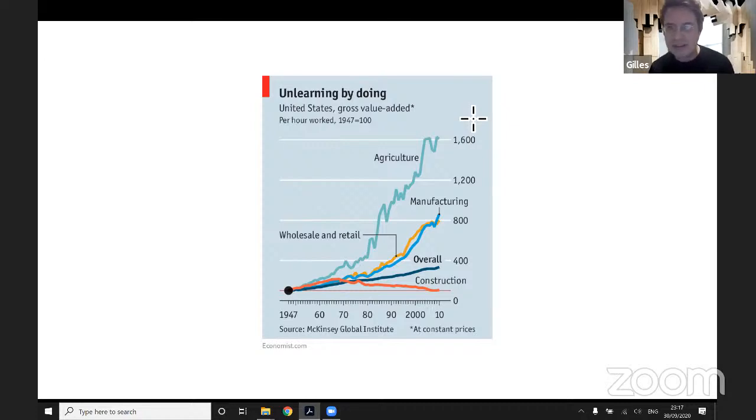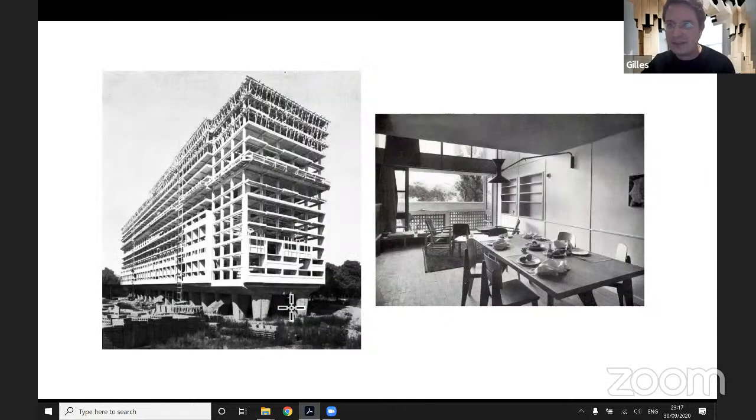Because of what you see in this little graph by The Economist, which illustrates the productivity of the building industry, and you see that it has flatlined since 1947. That's from the United States, so you could argue that since 1947, nothing fundamentally changed in the building industry, in our industry, despite all the inventions with BIM and 3 decades of research into the digital. Construction has essentially flatlined.